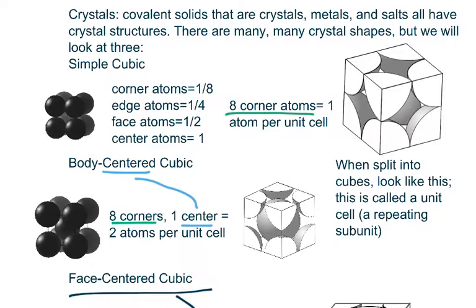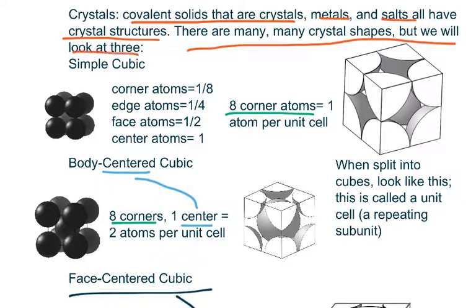Hey everybody, in this video we are going to talk about crystals and a little bit of math actually. So what can be a crystal? Well, covalent solids can be crystals, metals can be crystals, and salts can be crystals and have crystal structures. There are many crystal shapes, but we will look at three simple ones. The very first one will be simple cubic.